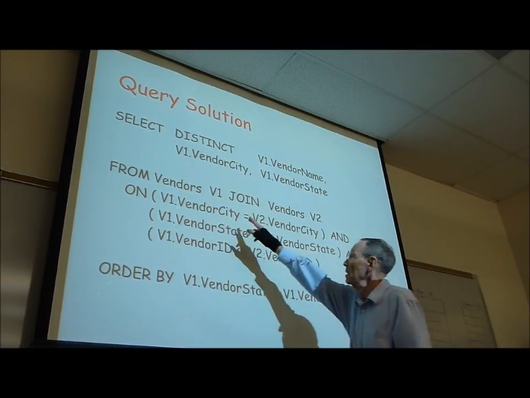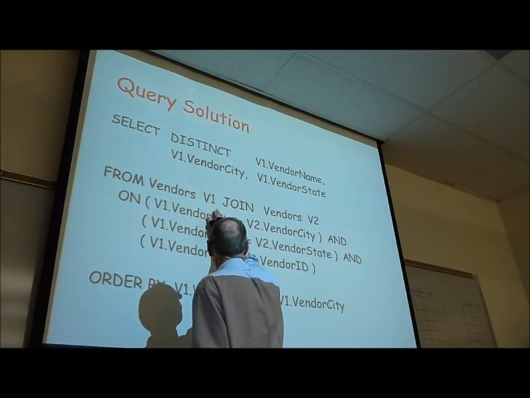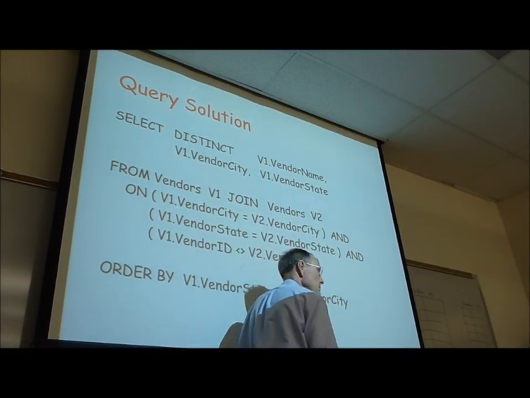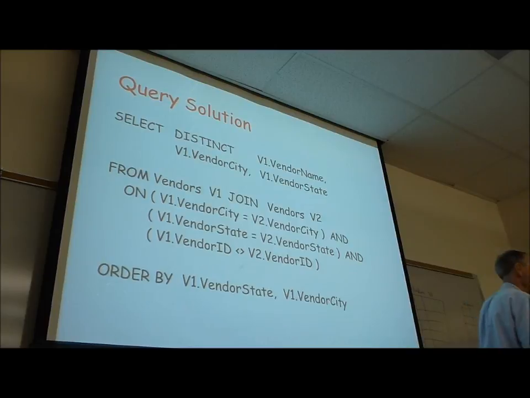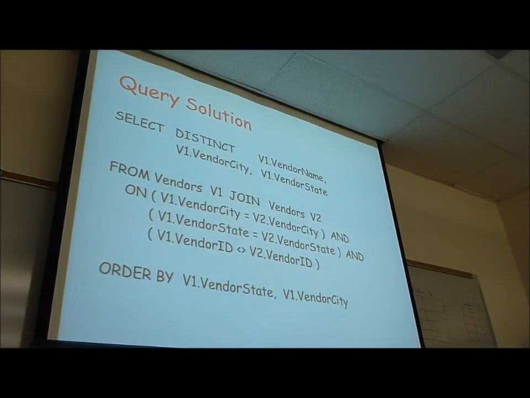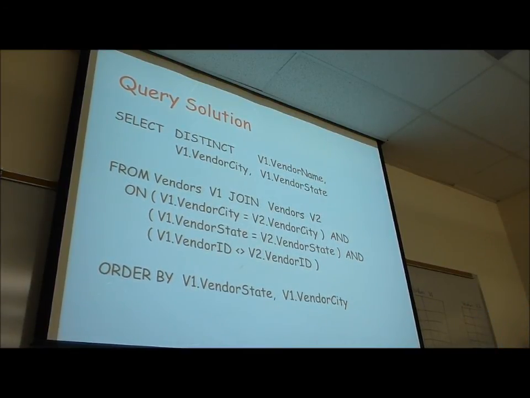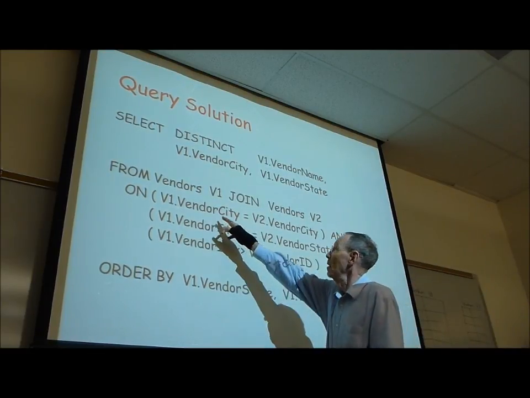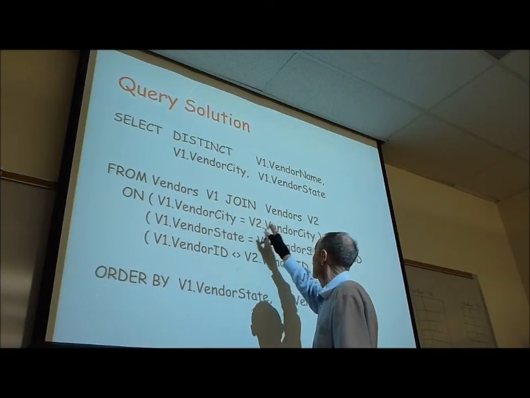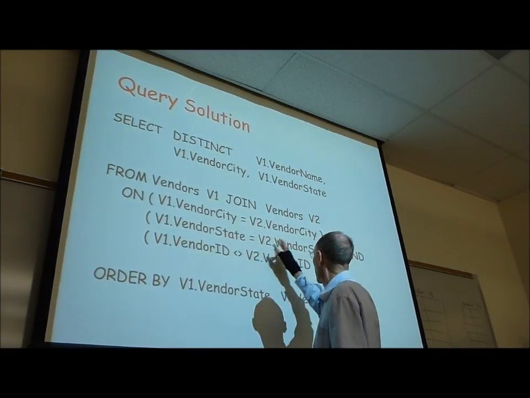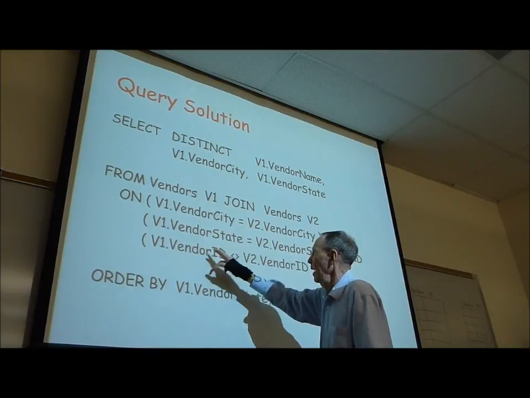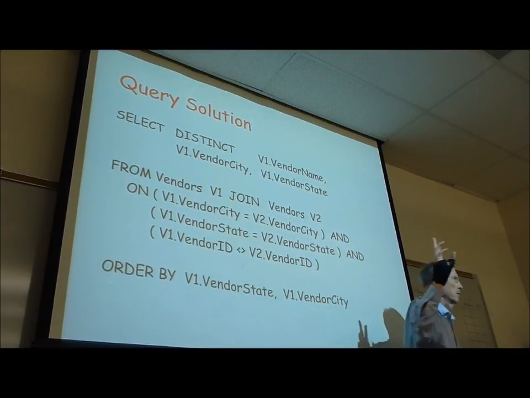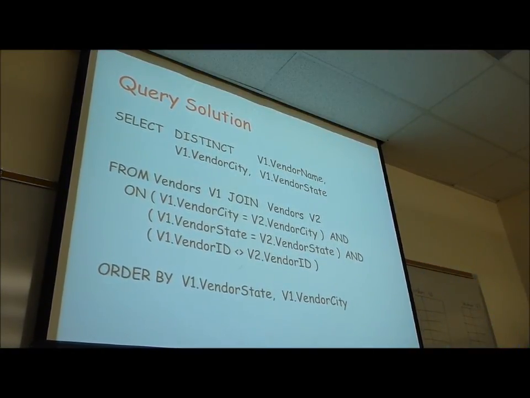From the vendors table, B1 join the vendors table. So the compiler says, I don't have any problem with that, I'll just make a copy of it. In fact, it makes a copy of your table anyway, so you've got two copies in memory of the table that's stored out there. So the criteria is, the one we're looking at now is the cities the same, and is the states the same, and it's not the same vendor. And we've got to go by the ID.